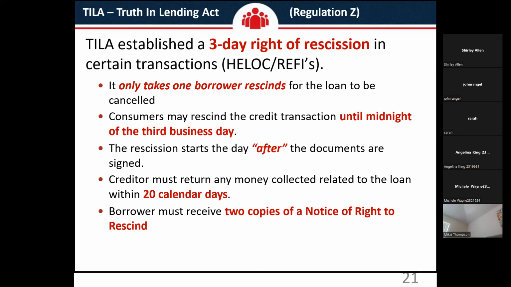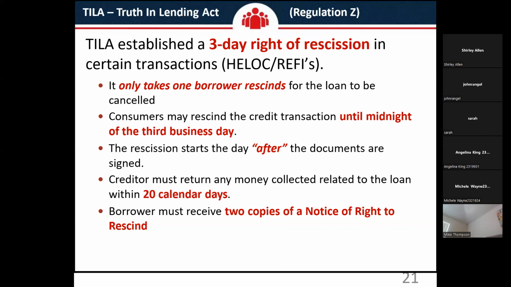A consumer may rescind a credit transaction until midnight of the third business day. So when you're counting off the rescission days, make sure you understand it. Say it's Monday and you start the rescission. The first day of rescission is Monday. On Sunday, you decided you didn't want to go through it. Monday is day one. Tuesday, Wednesday, Thursday. Thursday is day 3, and that will be on the test.